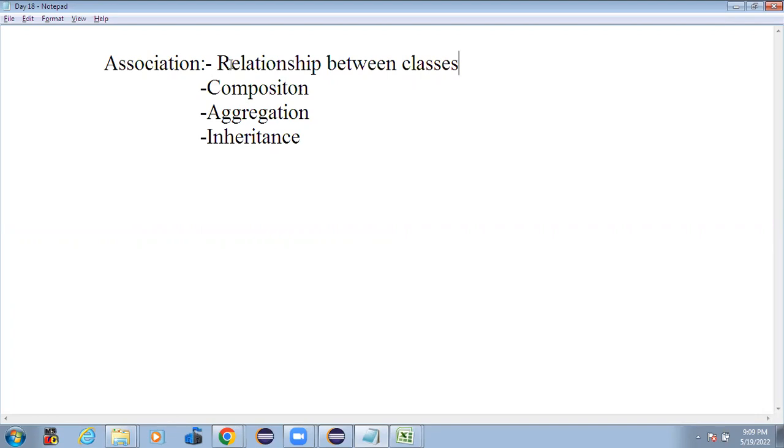Relationship between the classes is called association. That association can be a composition kind, that association can be an aggregation kind, or it can be an inheritance type.